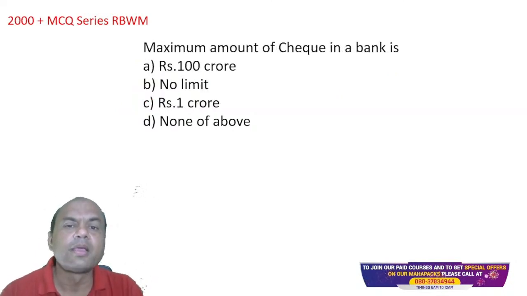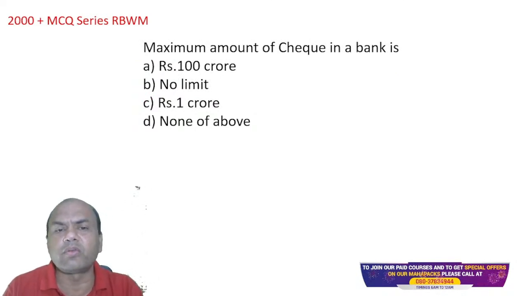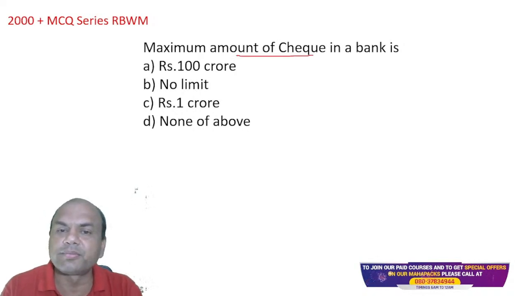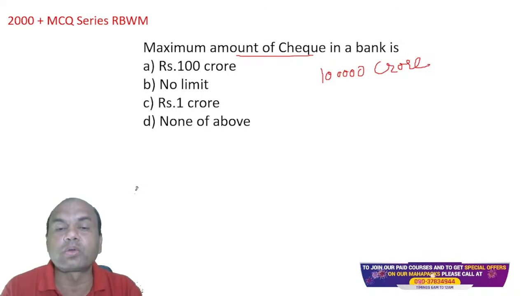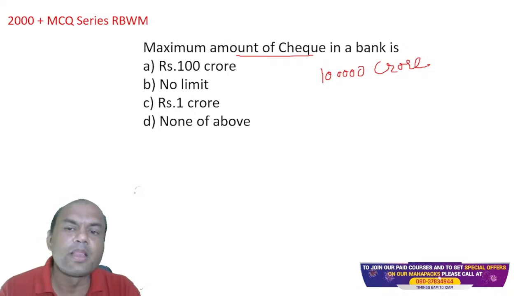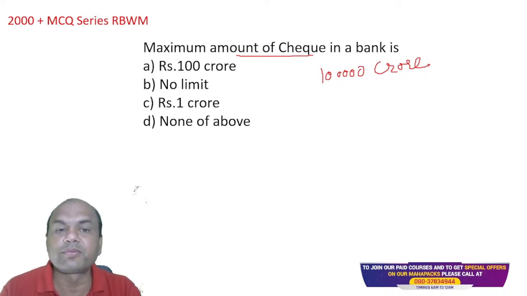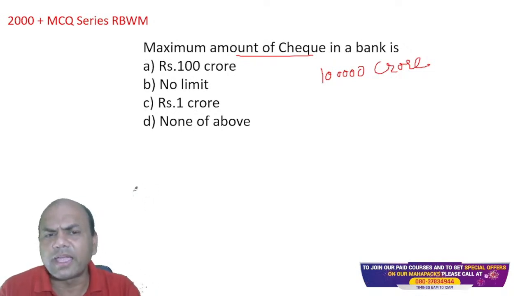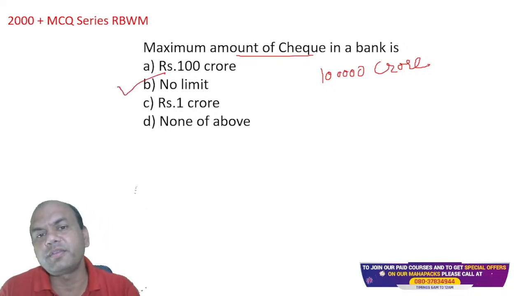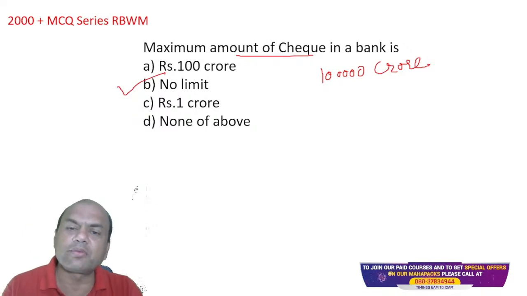Maximum amount of check in the bank: what is the maximum amount of check I can write? Tomorrow if I write a check to you of, let's say, 1 lakh crore, obviously, if I have the balance. I don't have that much balance, neither do you. But can I write a check of this amount? 100 crore, no limit, 1 crore, none of the above. I can write, isn't it? No limit. I can write any amount of check. Maximum, minimum is also there. I can write a 50 paise check also.